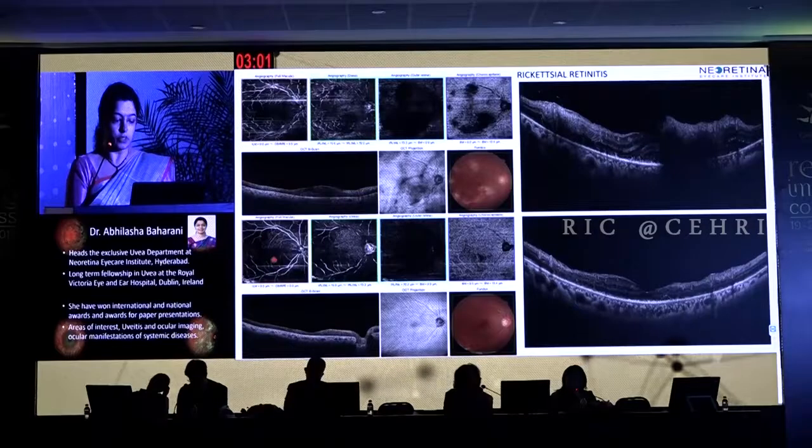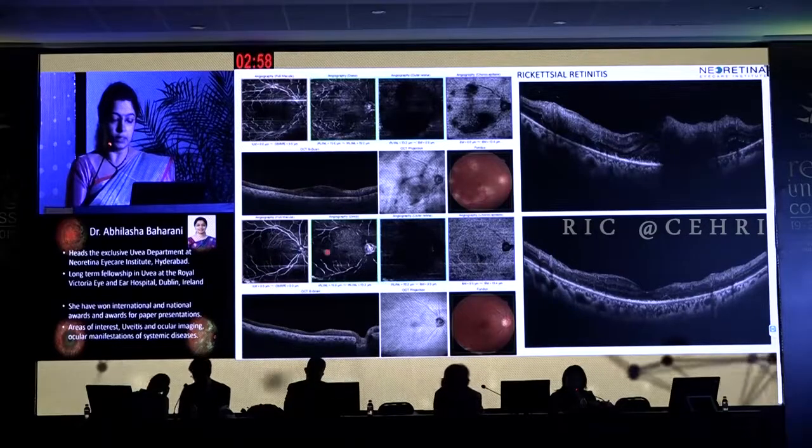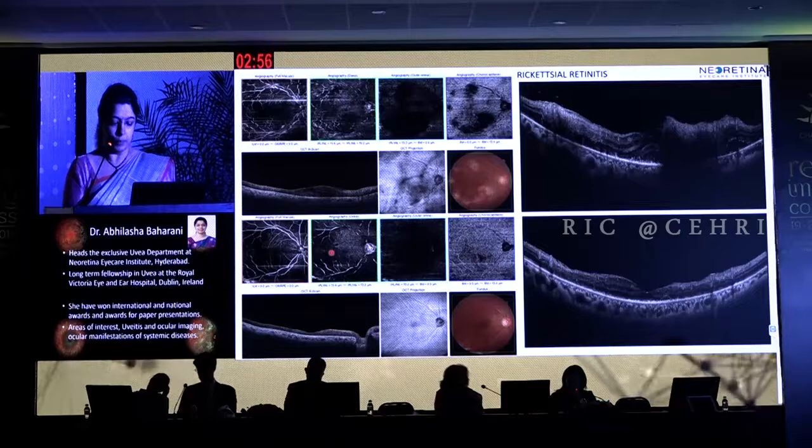And this is my patient, the same patient, where you see there is rarefaction of the superficial capillary plexus and disorganization of the deep plexus with distortion of the avascular zone. This is another case of rickettsial retinitis. And here you see as the lesion heals, there is extensive non-perfusion in the superficial layer and the disorganization of the deep capillary plexus.